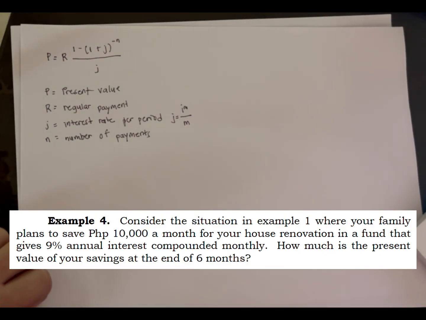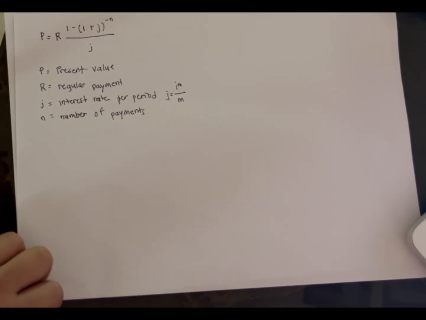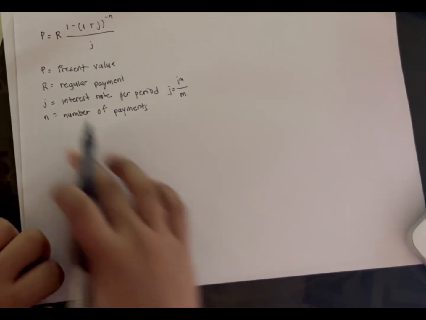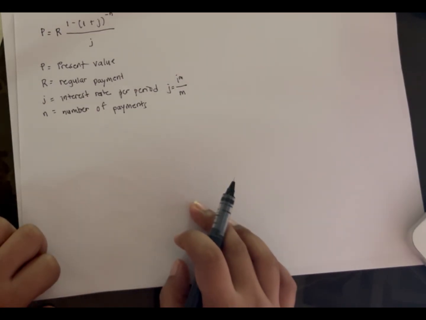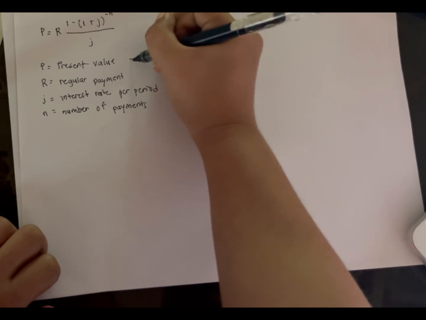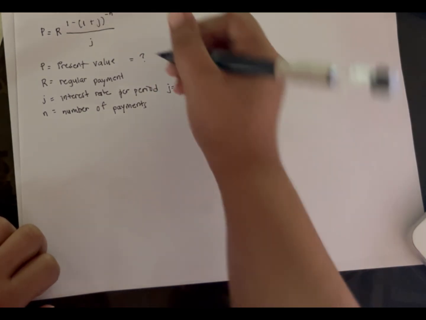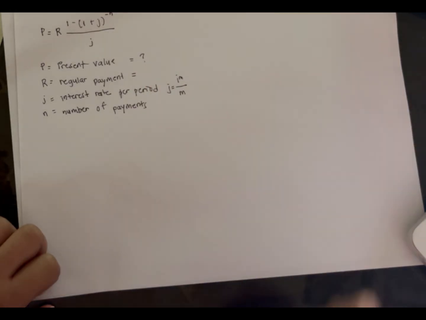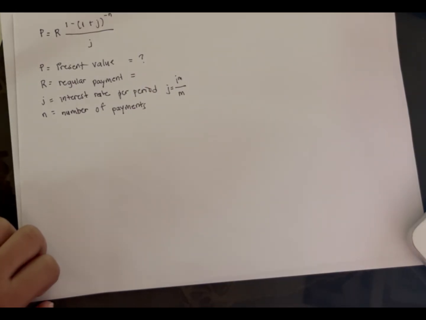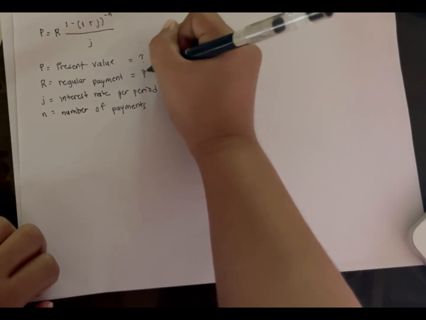So, following the formula, let us try to find the present value of the annuity. Susulat natin, present value. Meron na ba? Wala pa. Ito pang hinahanap natin. Okay? And regular payment, magkano po ba ang binabayad niya per interval? Meron pa rin po tayo 10,000 pesos.